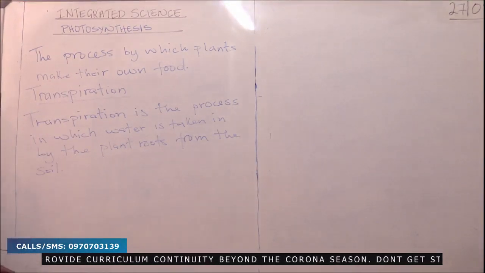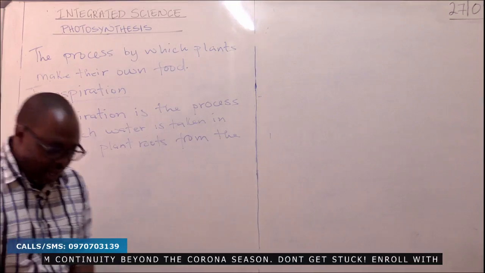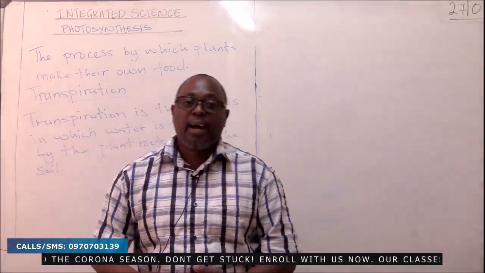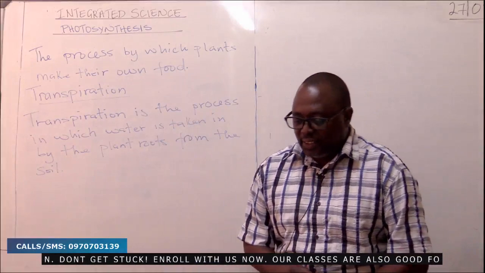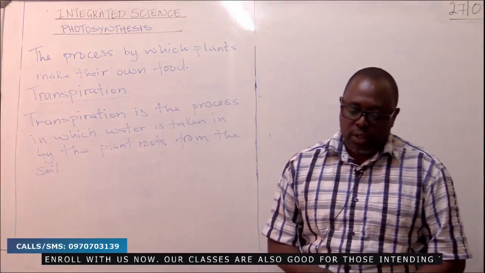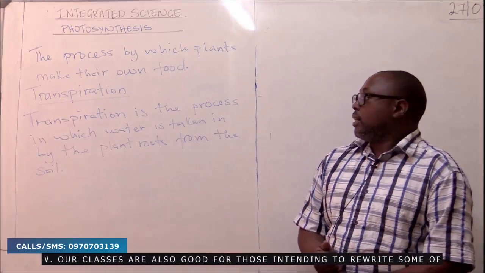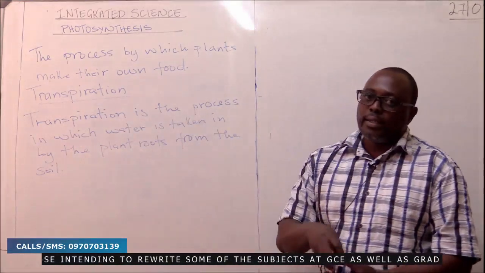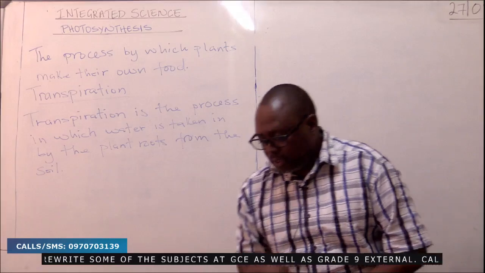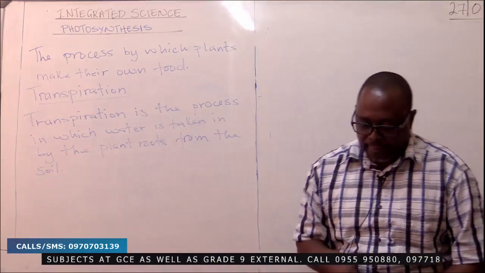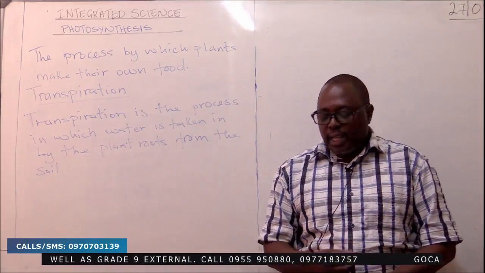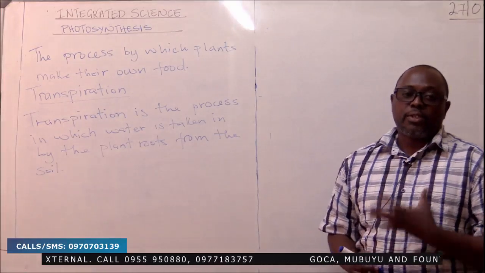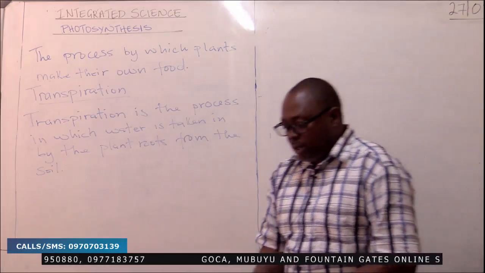From the soil. Okay, so how does this happen? I think most of us have taken a drink or juice using a straw. So the same process is what happens. They pull up the water through the stem, and then the water evaporates into the atmosphere.